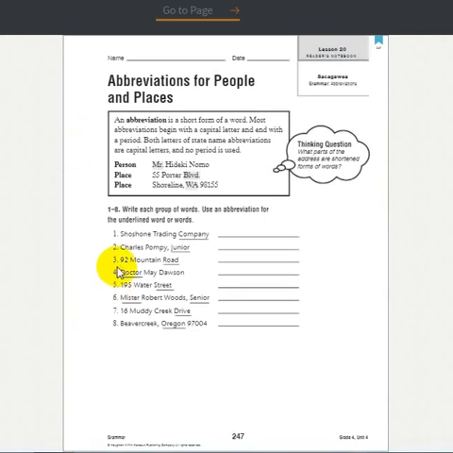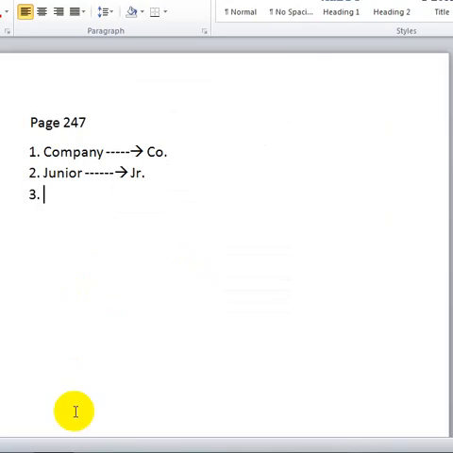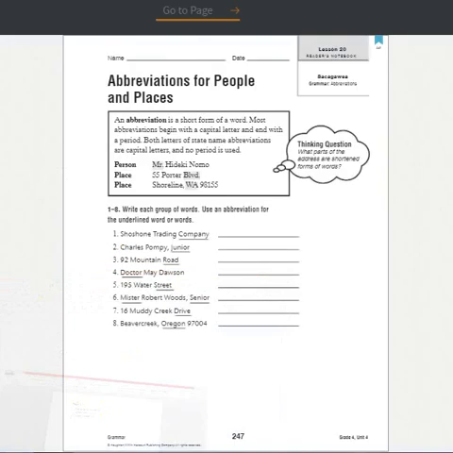Number 3, we have 92 Mountain Road, which is an address. Okay? So, we have the word road. What's the abbreviation for the word road? We took it last year. It's going to be RD period, road. Alrighty. Let's keep on going.